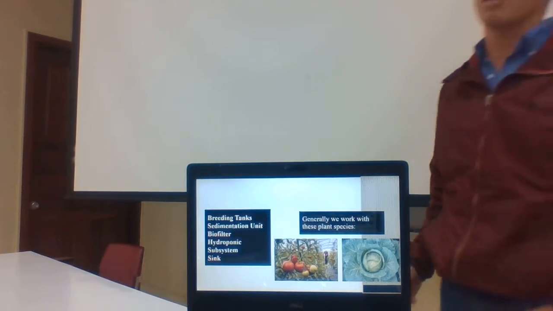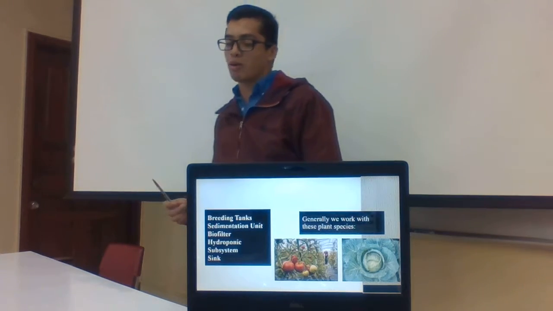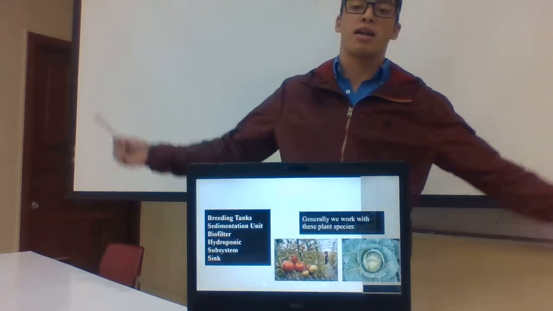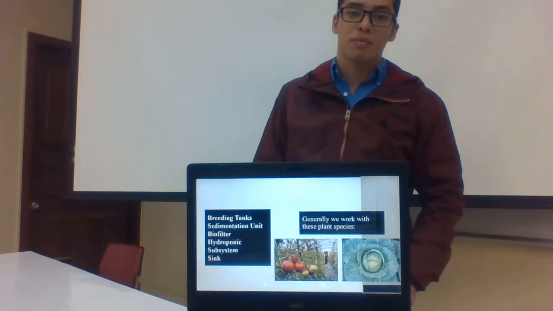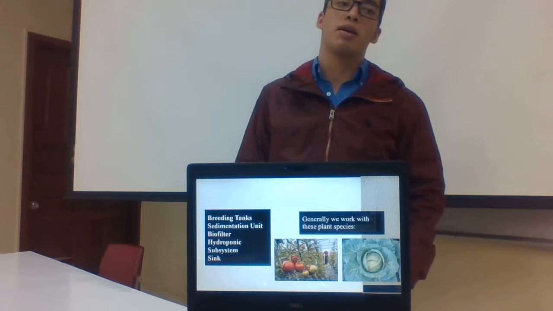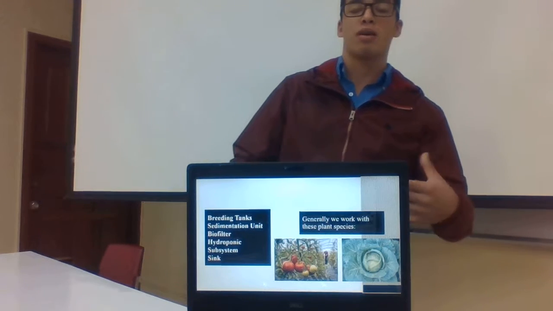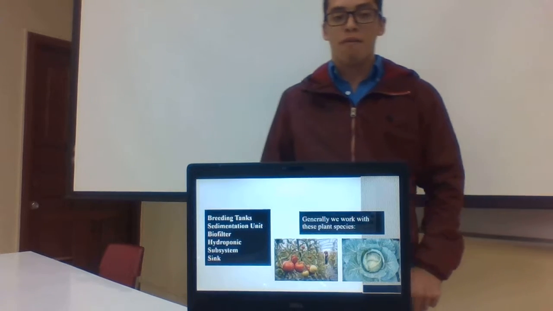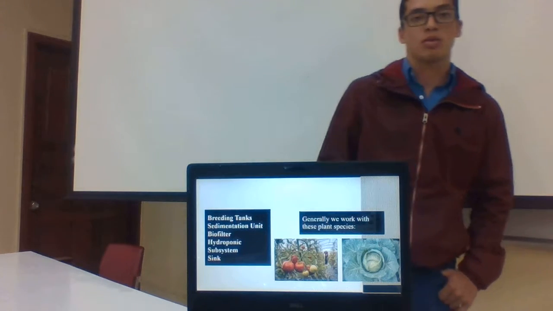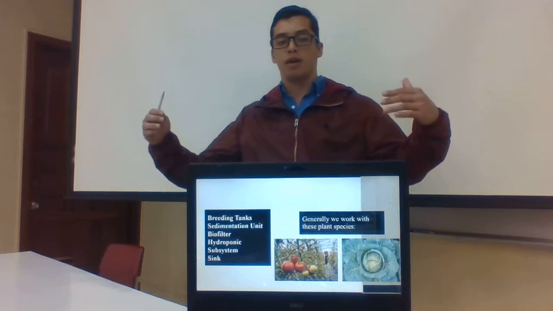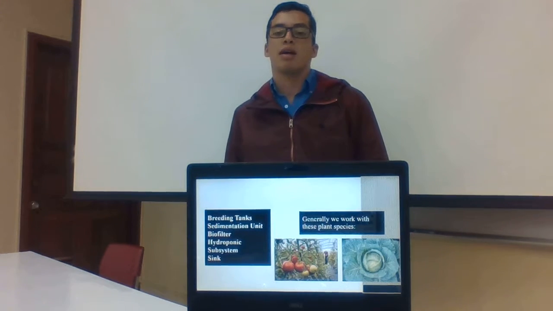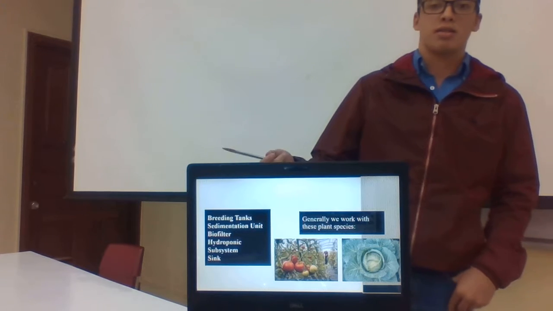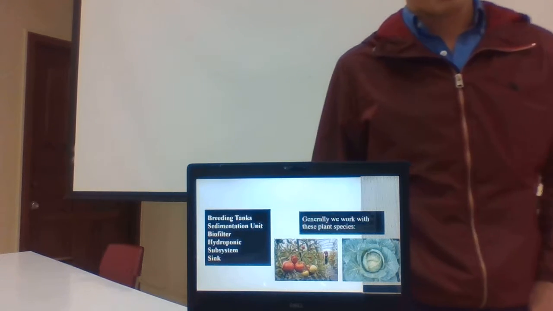Then the climate. We don't have to worry about the climate, because we're going to use an indoor place. This helps me take care of the plants, regulate the temperature, and have more control. Because if we do it in open air, there are going to be fungi and animals that can contaminate it.